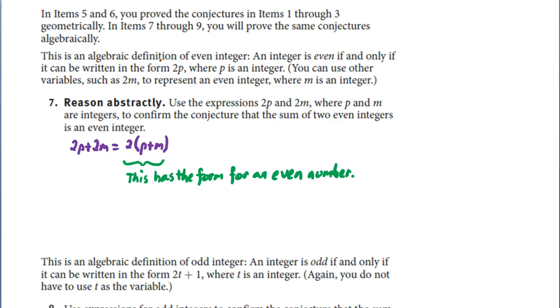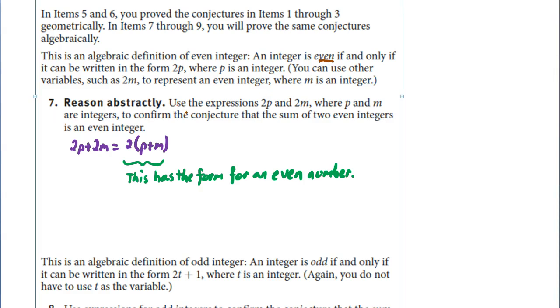The algebraic definition of an even integer is right here. An integer is even if and only if it can be written in the form 2 times p, where p is some integer. What we're saying is if p is any integer, then if you times it by 2, that's going to create an even number. We don't have to use the letter p when we write an algebraic model for even numbers. We can use any variable we want, like m or n or whatever.